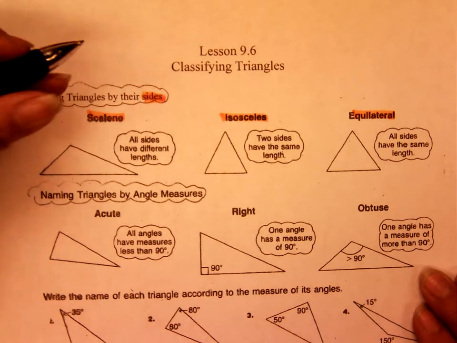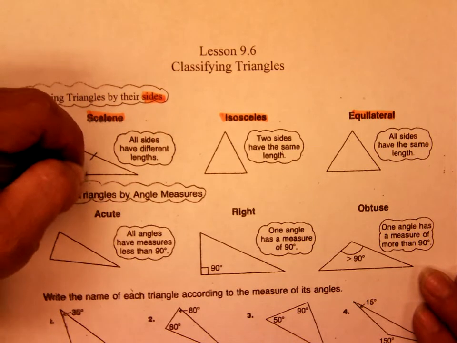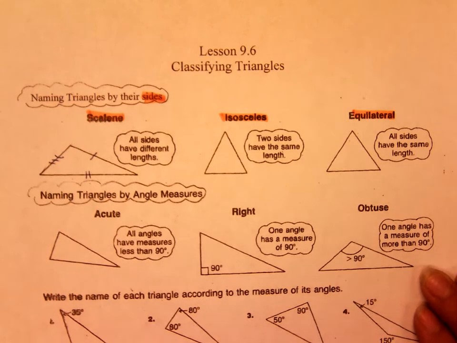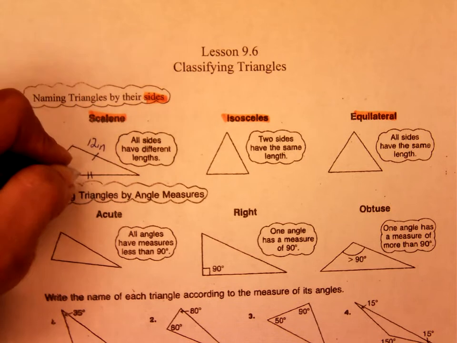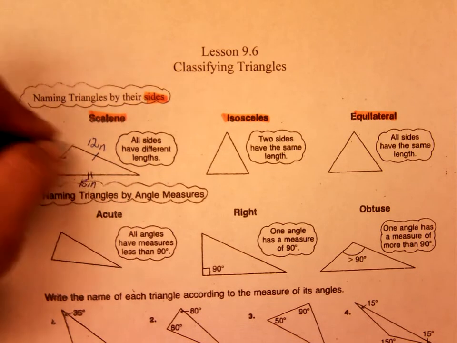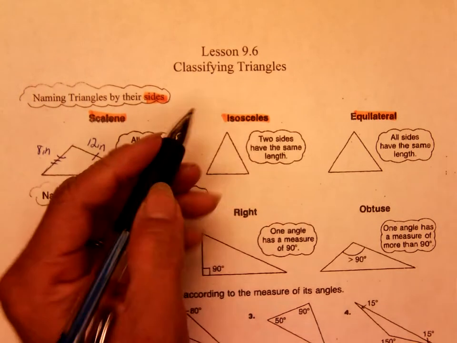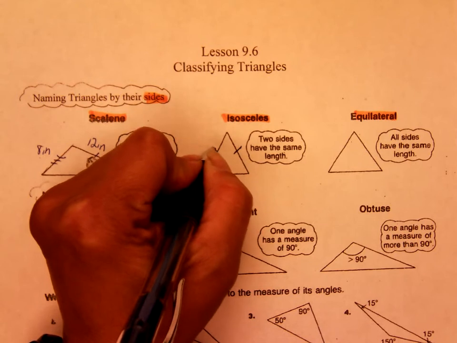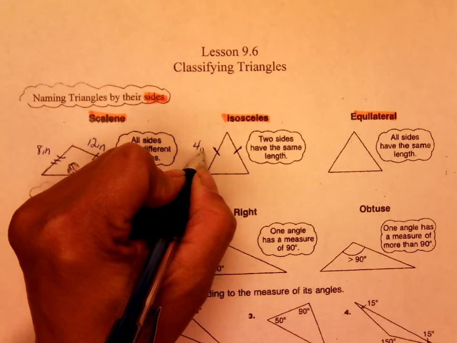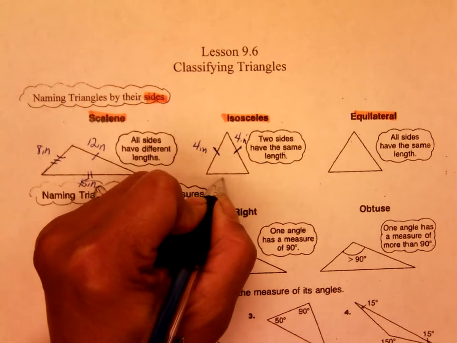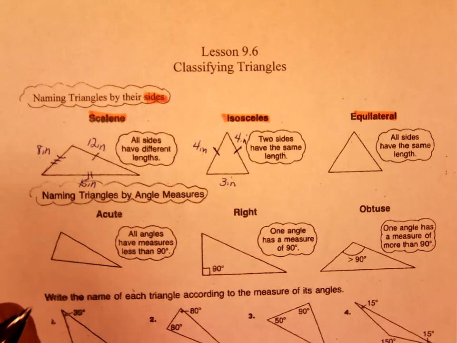A scalene is where all three sides are different. If you see tick marks, you might see three different tick marks, and this could be like 8 inches, 12 inches, or 15 inches. So all the sides are different lengths. Isosceles is where two have the same length. Here you might see it drawn with tick marks like this, or you can see where they have measurements. So two of them are the same and one's different for isosceles.